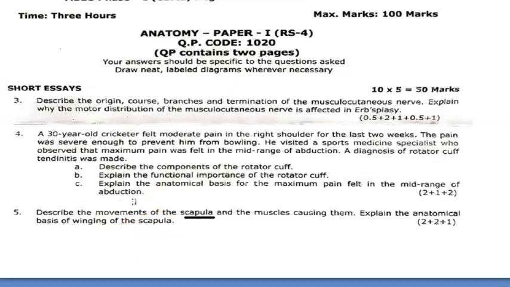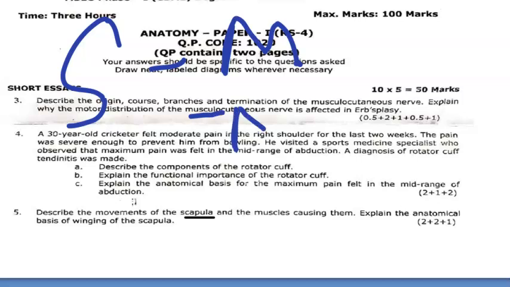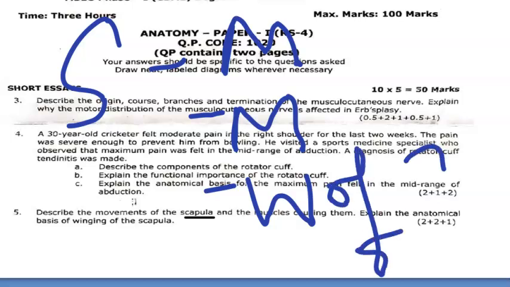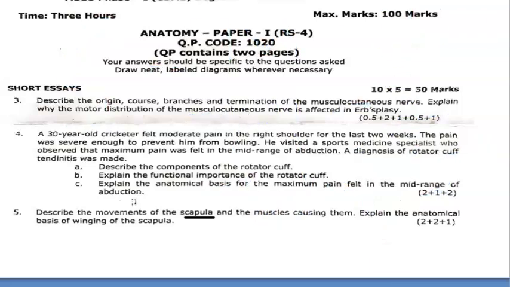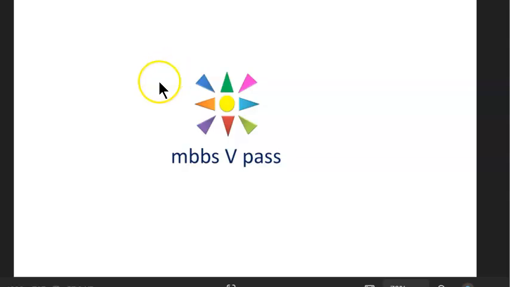So what are they asking you? The movements of the scapula, the muscles which cause these movements, and then the anatomical basis of winging of scapula. 2 marks for the movements, 2 marks for the muscles, and 1 mark for the winging of scapula. Why does winging of scapula happen? One great thing is winging of scapula is not a movement of scapula. So please note that. Let us look at the movements of scapula now.